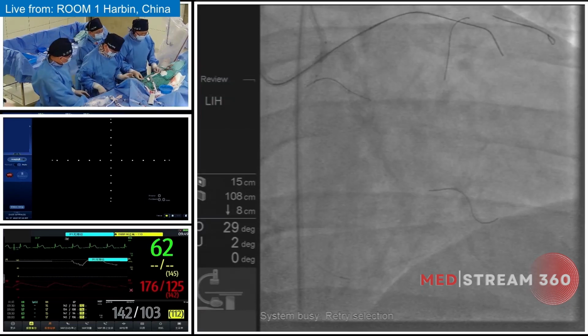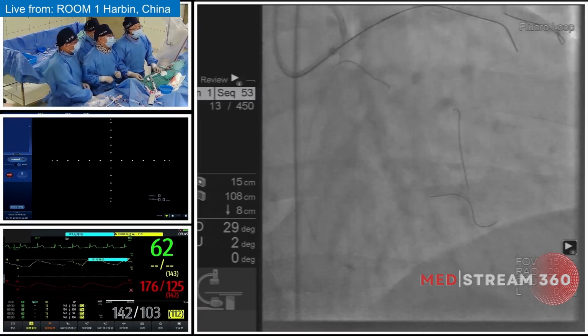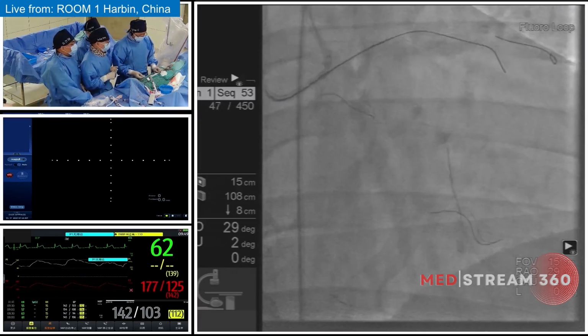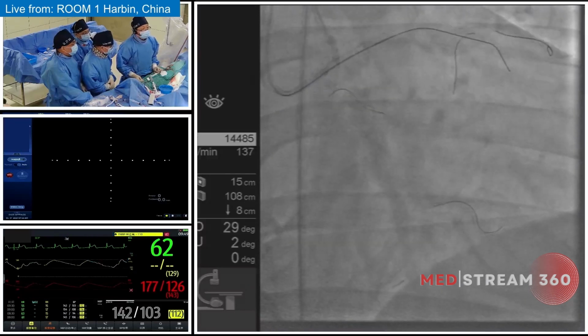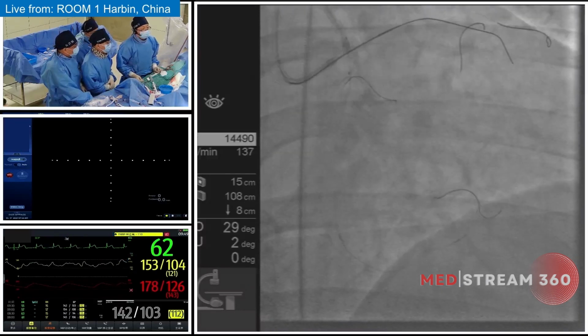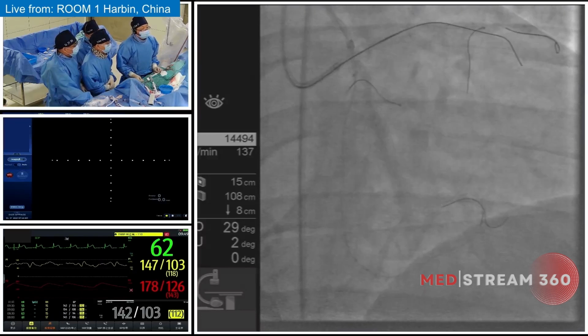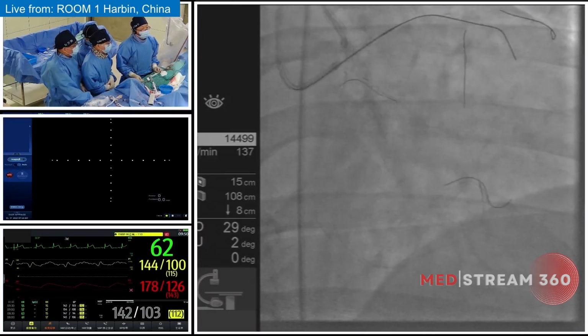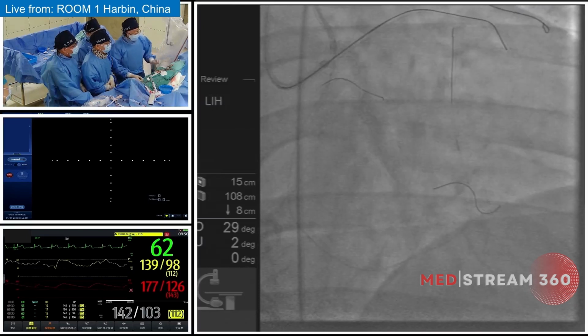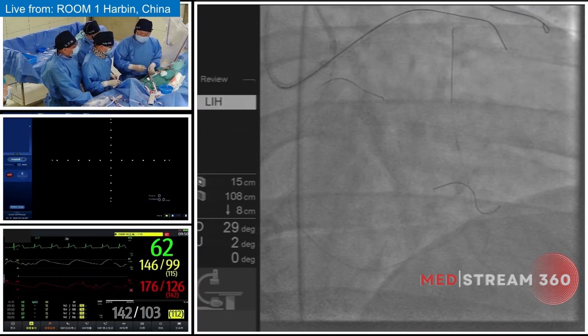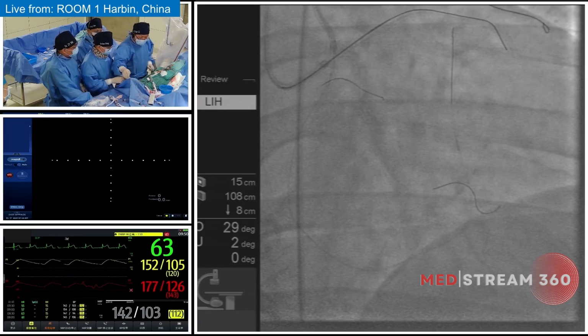Yeah, stop. So I think we could advance the microcatheter a little bit and do a super-selective injection. Okay, about here. Give me the contrast, please.